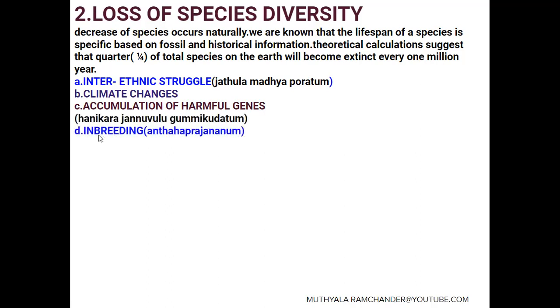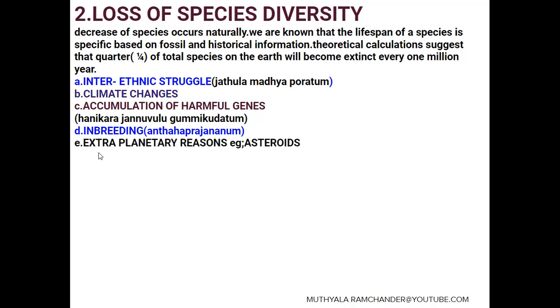And the fourth one, inbreeding. Inbreeding means species of the same blood group, the same ancestor generation, participate in reproduction. They can produce undeveloped, unhealthy species. By inbreeding, some species become extinct from the diversity.